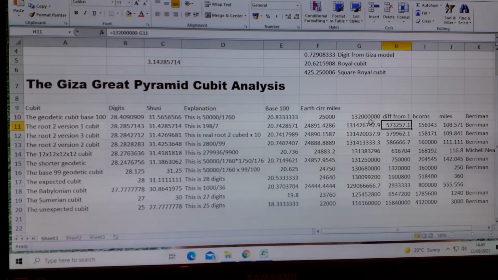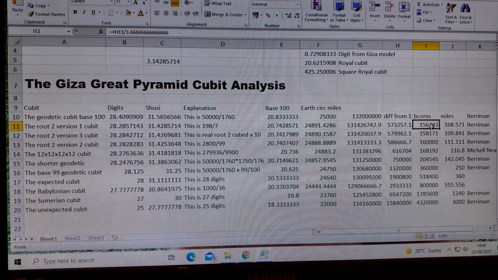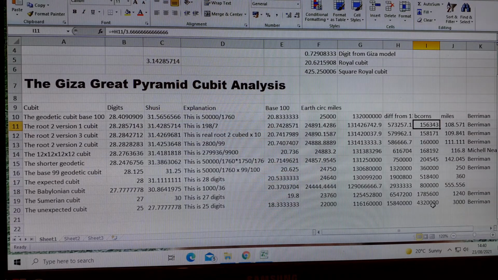And that is 132,000,000 less this number every time. And then I'm turning it into barleycorns, dividing it by 3.66, just because it was producing some interesting numbers like that one, that one, that one, and that one. 432 divided by 12 is 360. So we can see there that there's something going on when we use barleycorns. It's not strictly correct to do that, but it's definitely strictly correct to use miles.